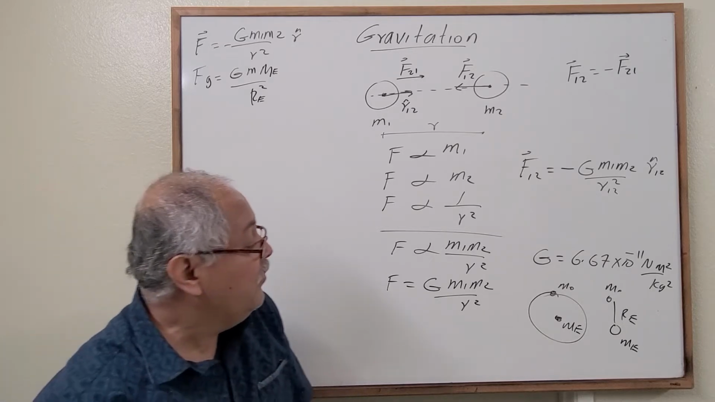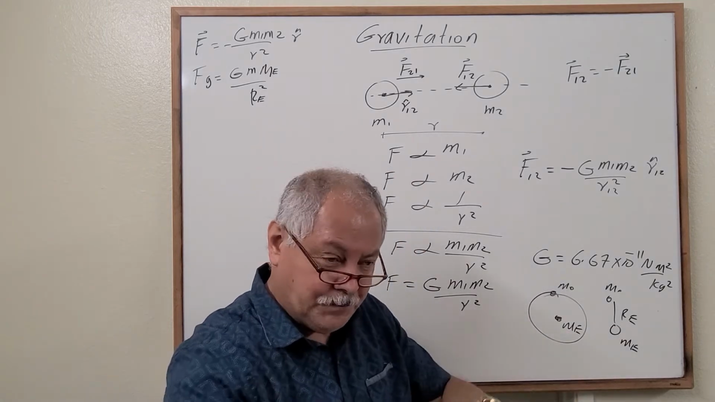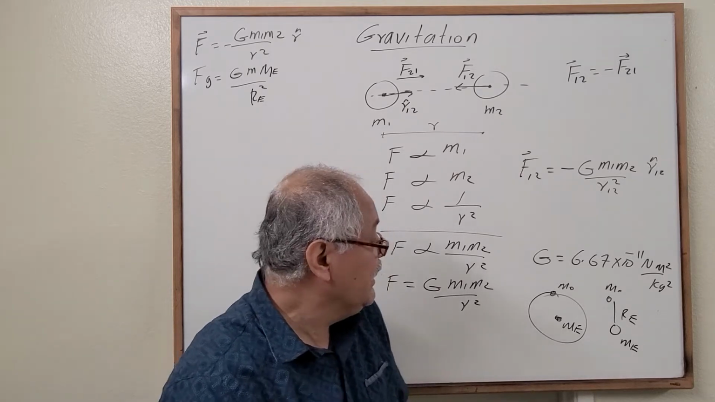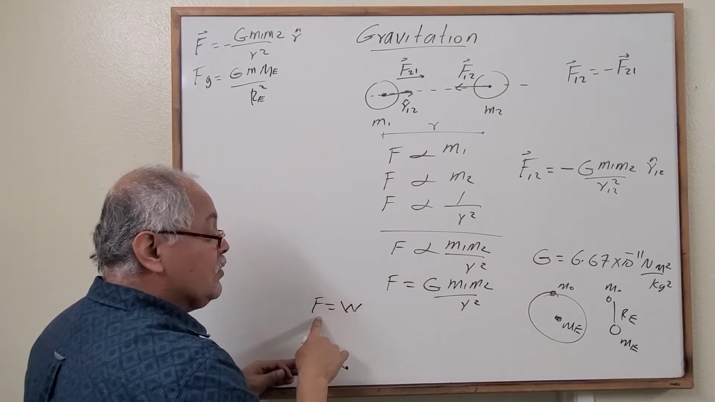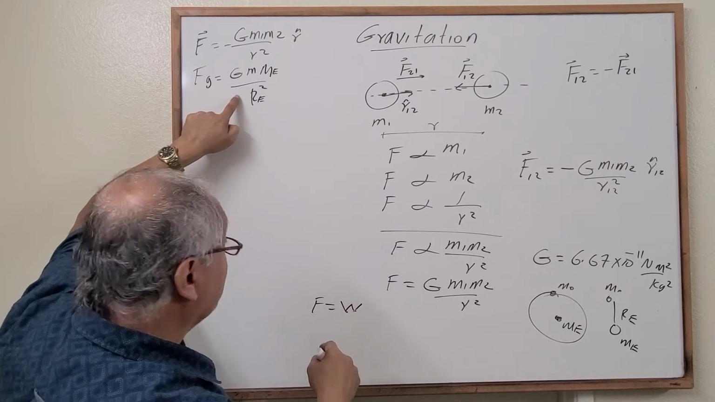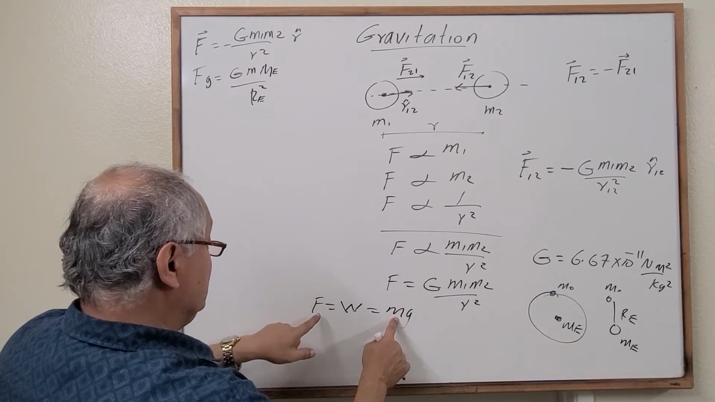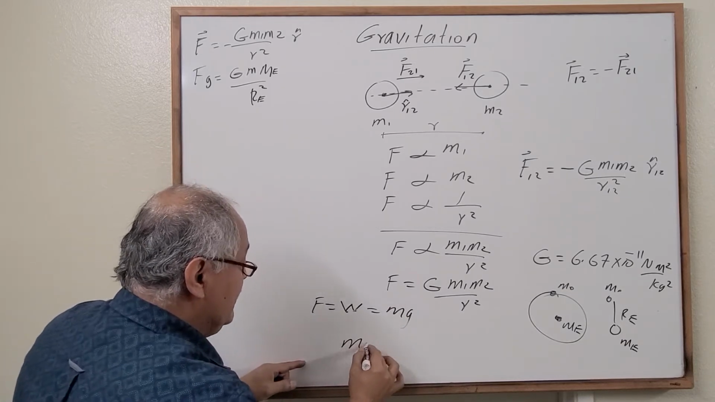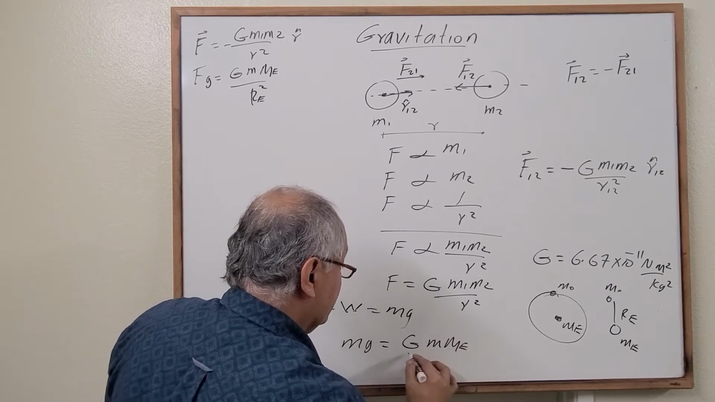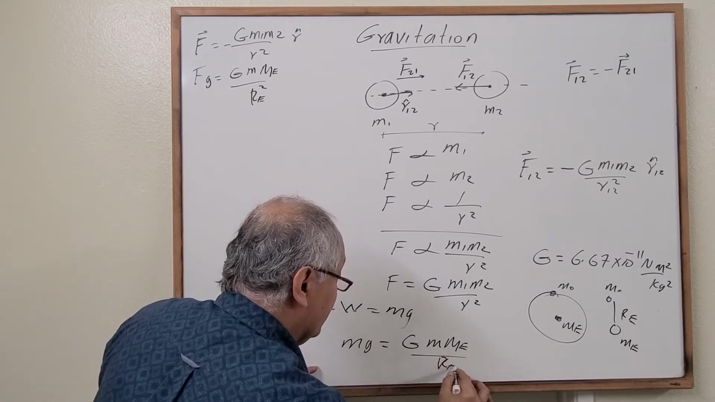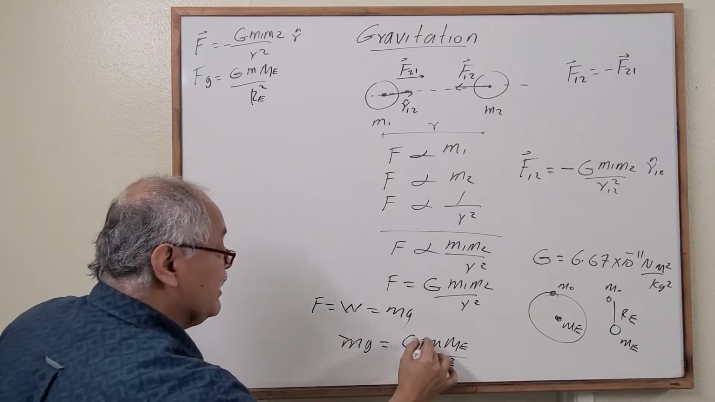Correct? But we found before that the force acting by the Earth on the object near the Earth's surface is just the weight. We found that this force is just the weight, but this force is equal to this magnitude, and weight is equal to mg. When we compare this mg to this force, what do we have? mg is equal to big G, M, the mass of the Earth, divided by the radius of the Earth squared. Correct? Now this mass is cancelled, and what do we have?